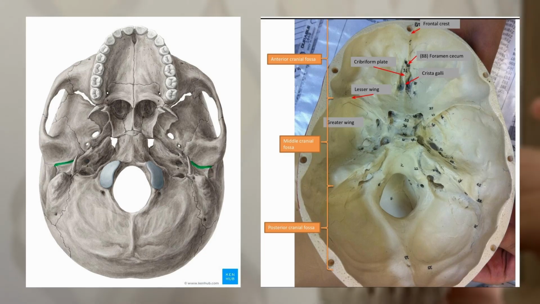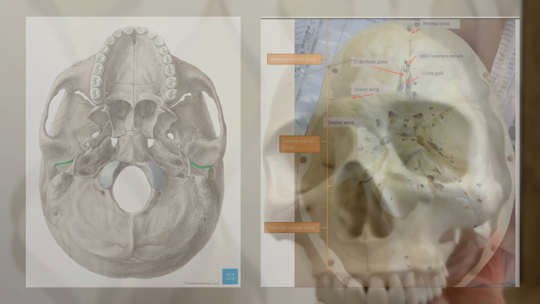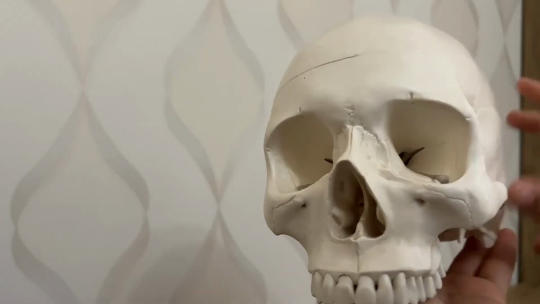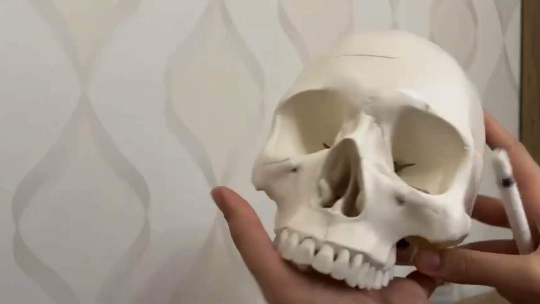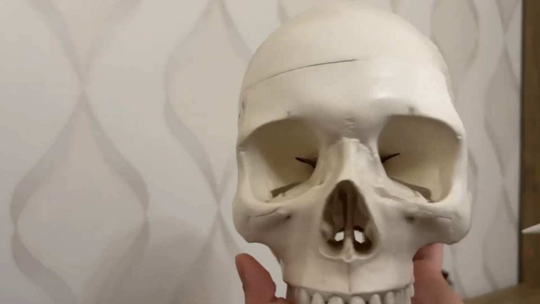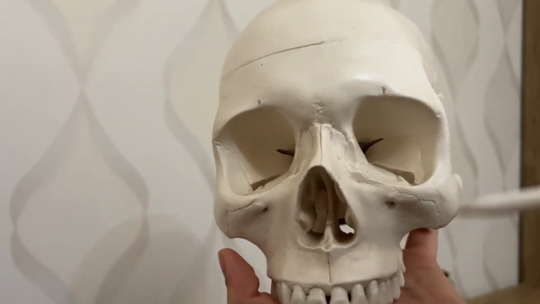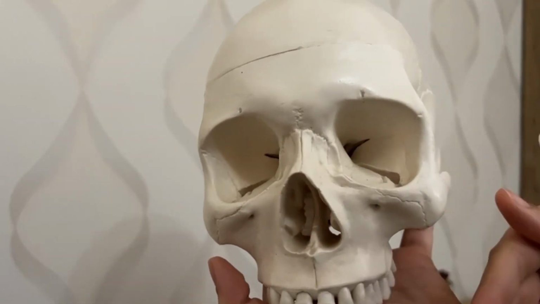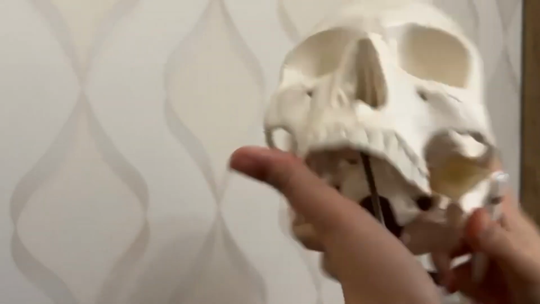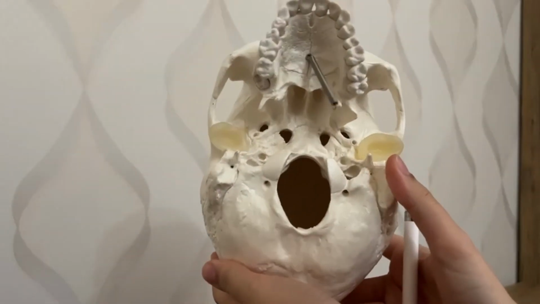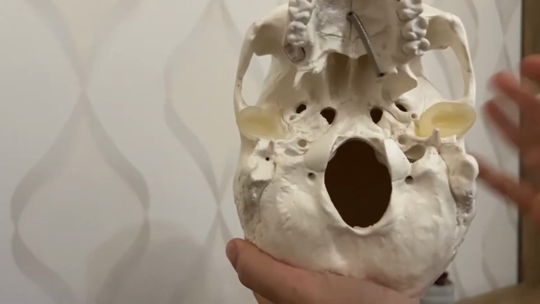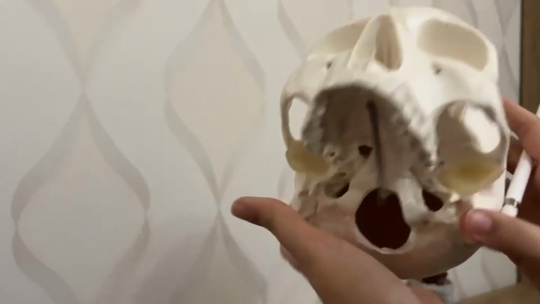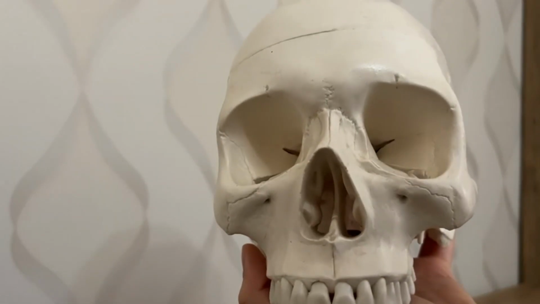We'll go through the external features of the skull, and then the internal and the norma basalis. I won't focus mostly on the external. It is going to be mostly the internal and the occipital and the norma basalis, because this is what I found a lot of the students were struggling with. So let's start with the external features.